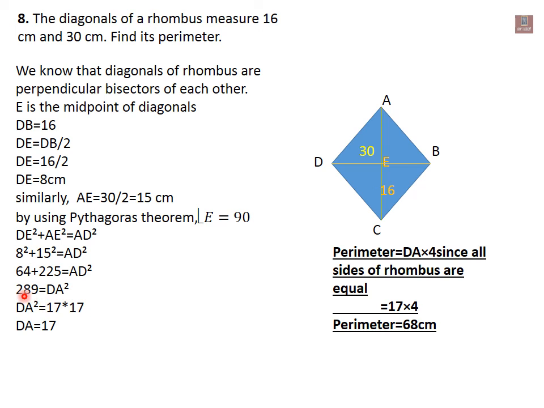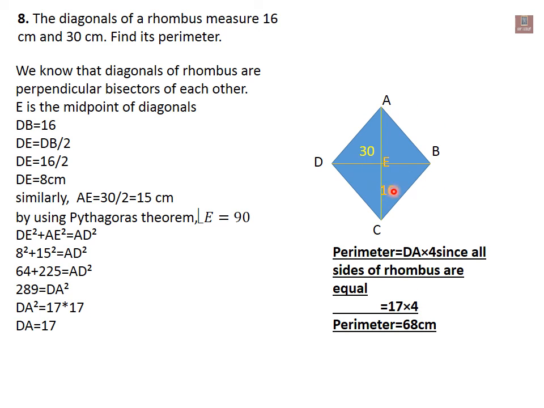So, what is the number whose square is 289? It is 17. 17 square is 289. Okay. So, DA value is 17. So, if DA value is 17 and in a rhombus all sides are equal, so 17 plus 17 plus 17 plus 17, or in other words, 4 into 17. So, 4 into 17 is 68 centimeters. Okay. 68 centimeters is the perimeter of the rhombus.